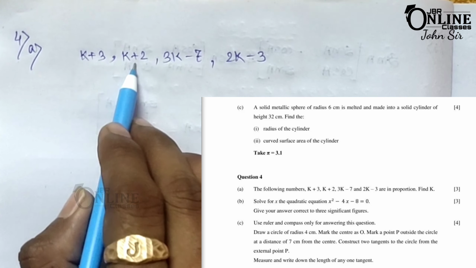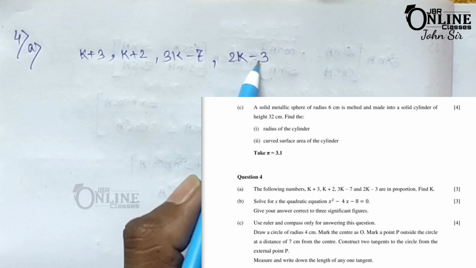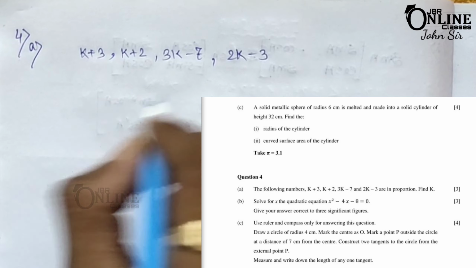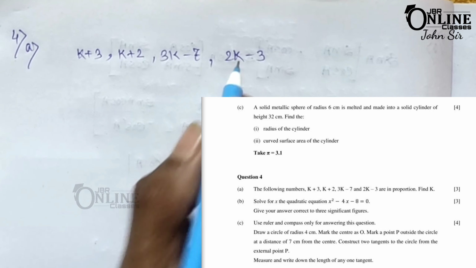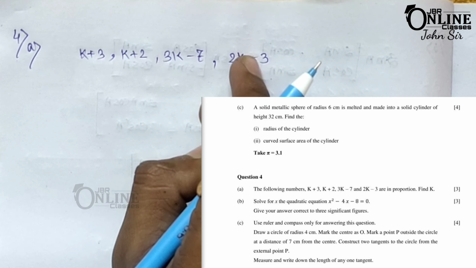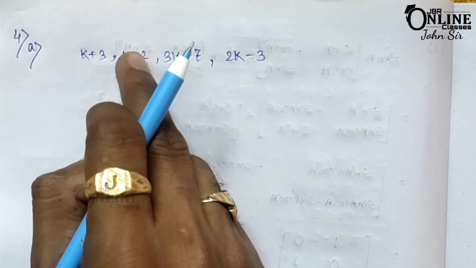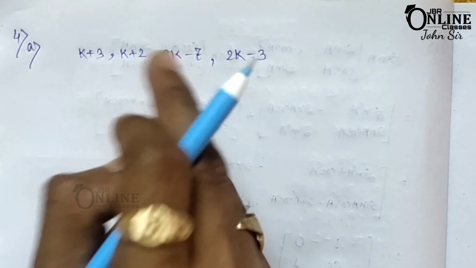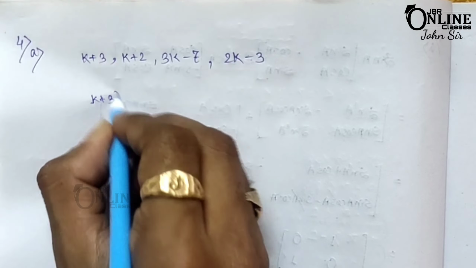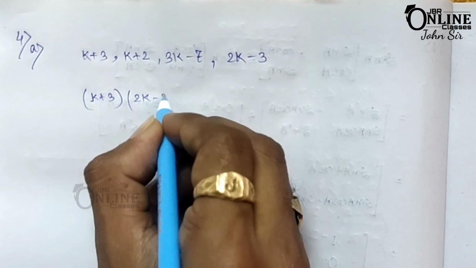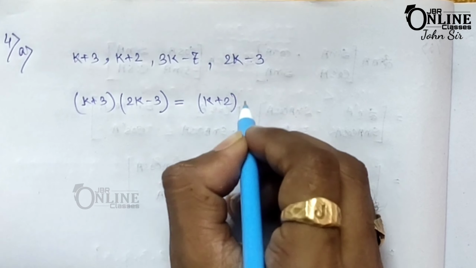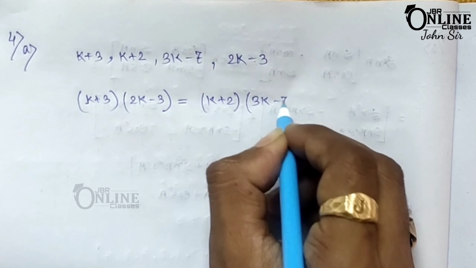So here k plus 3, k plus 2, 3k minus 7 and 2k minus 3 are in proportion. That means the formula, if 4 numbers are in proportion, the product of first and last will be equal to the product of second and third. Okay, I repeat, the product of first and last, that means k plus 3 into 2k minus 3 equal to the product of second and third.